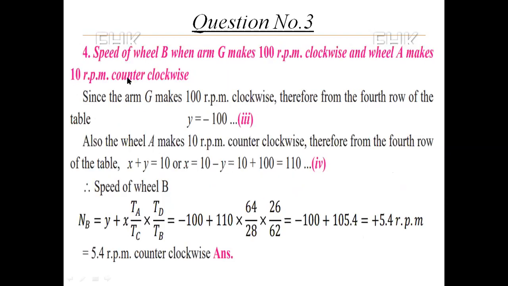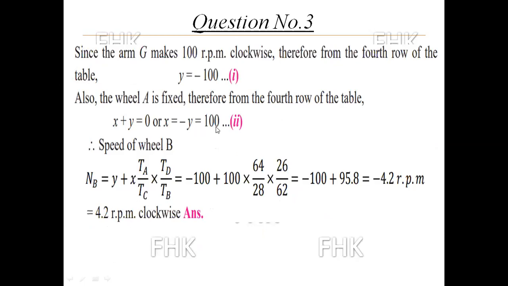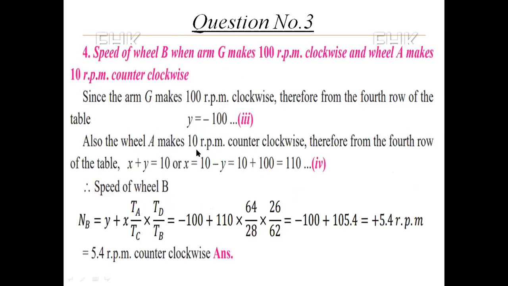Now the last, fourth question is asked here. Find the speed of B when the arm G makes 100 rpm clockwise and wheel A makes 10 rpm counterclockwise. When G makes 100 rpm clockwise, y will become minus 100 in the fourth row of the table, and wheel A makes 10 rpm. What is the speed of A? A is x plus y. So x plus y is 10. Putting the value of y in this equation, x is equal to 10 minus minus 100. This will become plus, so 10 plus 100, x will be plus 110.